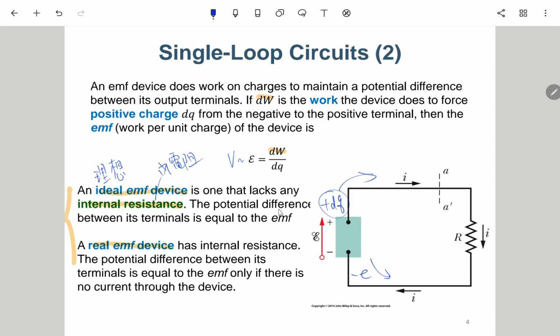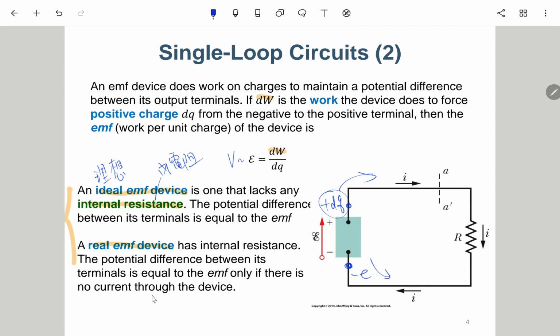The potential difference between its terminals is equal to the EMF. If we measure the potential between this point and this point, it is the same as the EMF. But if it is a real EMF device, it has internal resistance. The potential difference between its terminals is equal to the EMF only if there is no current through the device.